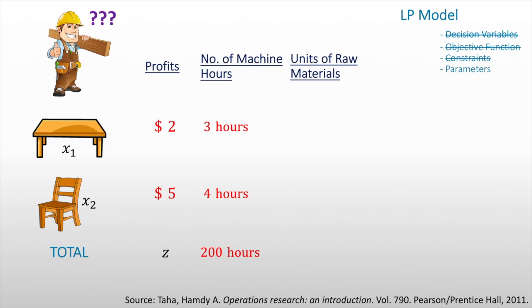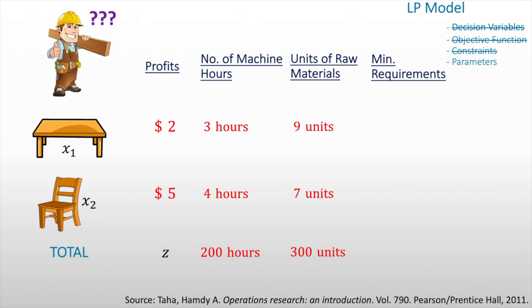Then we have the units of raw materials. For every table, Bob would need 9 units of wood, and for every chair, he needs 7 units of wood. And the total available units of wood is only 300 units. So this is another constraint, where if we multiply it with our x1 and x2 and get the sum of both, it should be less than or equal to 300 units. So basically, the total number of units that Bob can use to create tables and chairs must be less than or equal to 300 units.